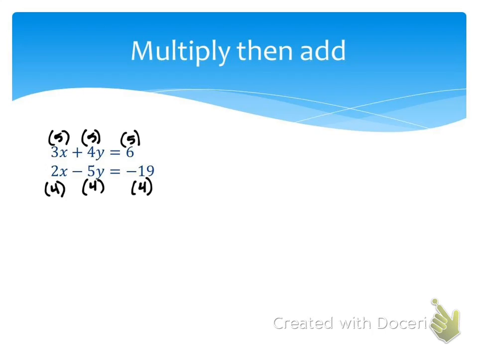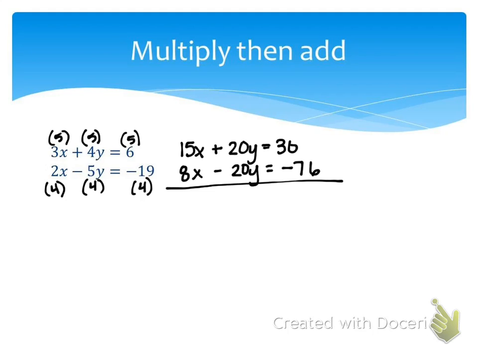All right, let's write our new equations. I'm going to have 15x plus 20y equals 30. And then I'm going to have 8x minus 20y equals negative 76. Now do I have something that will cancel out? Yes, I do. The 20s.